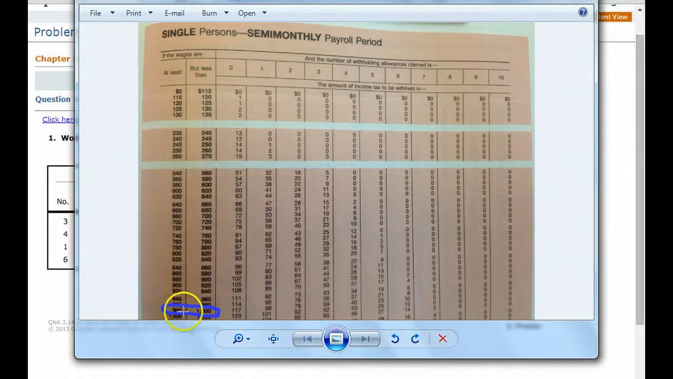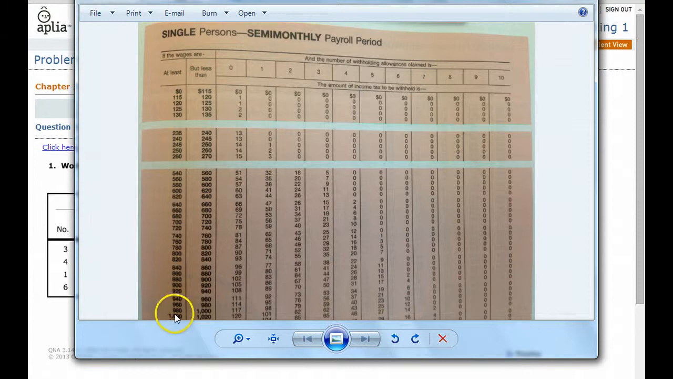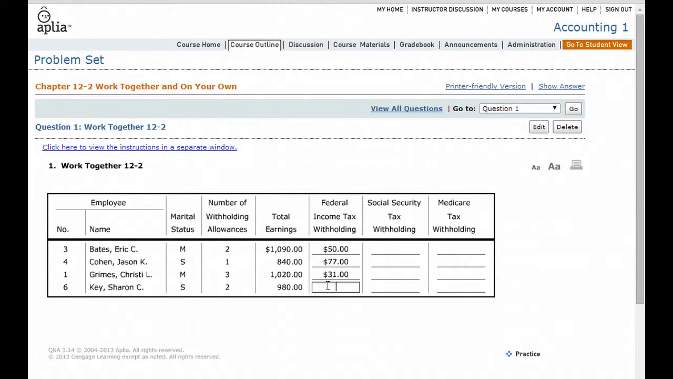Is it at least $980? Absolutely. Is it less than $1,000? Sure. So she has 2 allowances, and the way that this copy is set up, you can't really see it very well, but it is actually $79 that you're going to take out of her paycheck. So I'm going to do that right now and put $79. So that's one aspect. That's federal income tax.